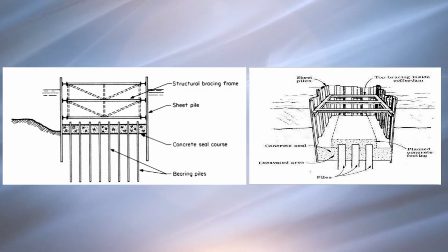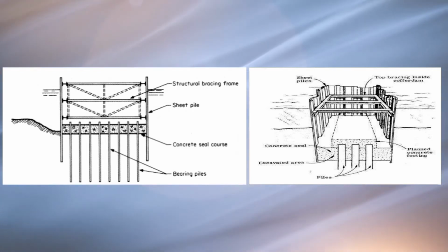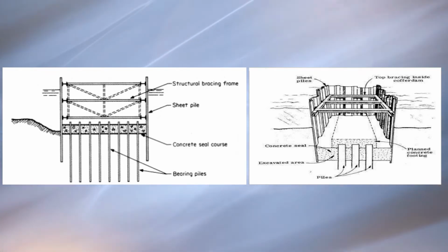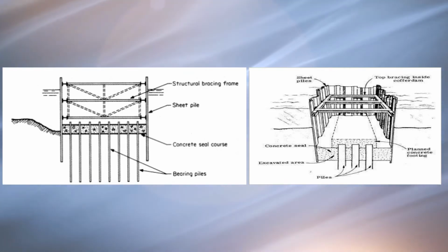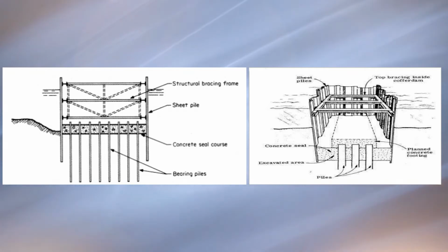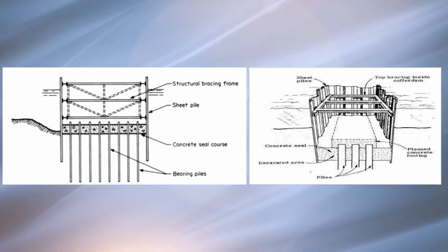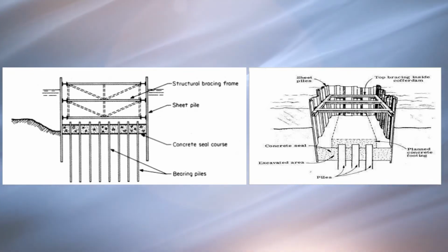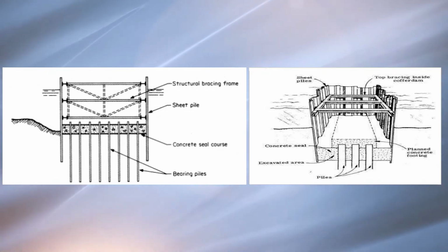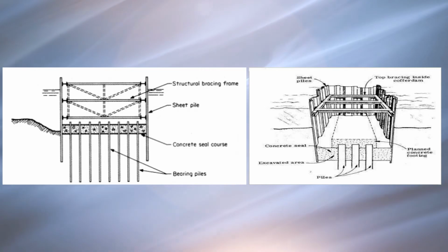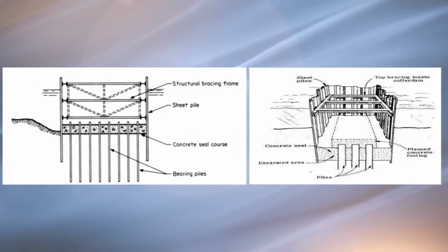An underwater concrete seal course may then be placed prior to dewatering in order to seal off the water, resist its pressure, and also to act as a slab to brace against the inward movement of the sheet piles in order to mobilize their resistance to uplift under the hydrostatic pressure.